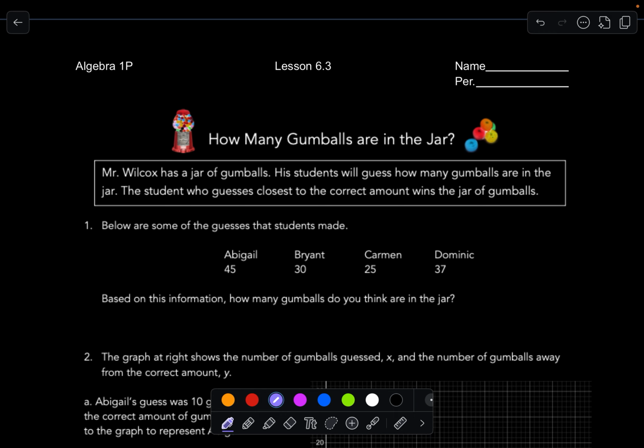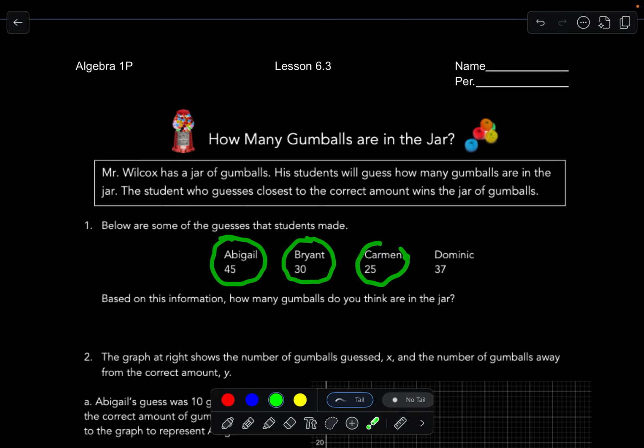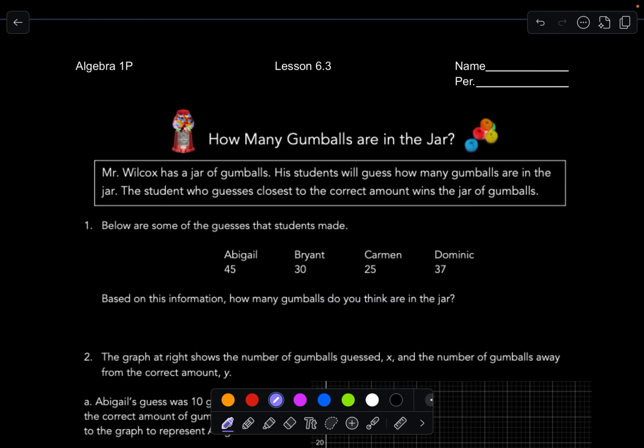All right, so you got Abigail. I'm kind of partial to that name. That's my daughter's name. She guessed 45. Bryant guessed 30. Carmen guessed 25, and Dominique guessed 37. Based on this information, how many gumballs do you think are in the jar?